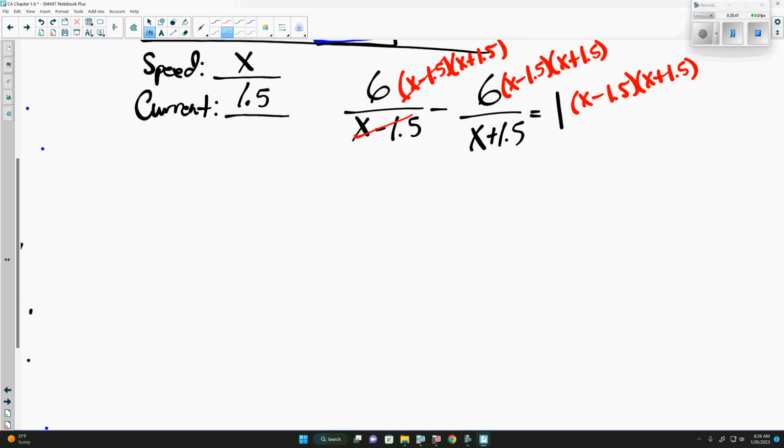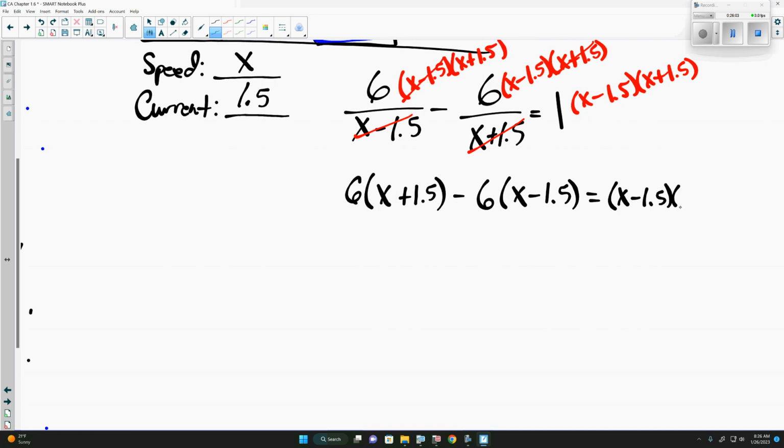Here, the x minus 1.5 and x minus 1.5 will cancel. Here, x plus 1.5 and x plus 1.5 will cancel, leaving us with 6 times x plus 1.5 minus 6 times x minus 1.5 is equal to, here we have x minus 1.5 times x plus 1.5, and we get this here.